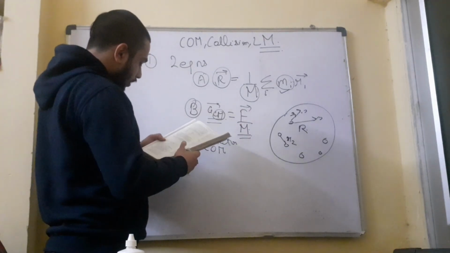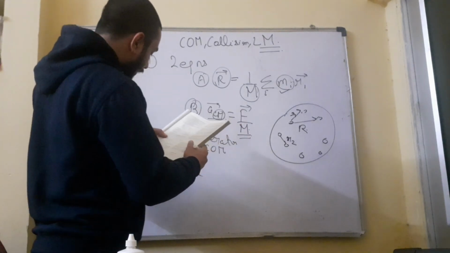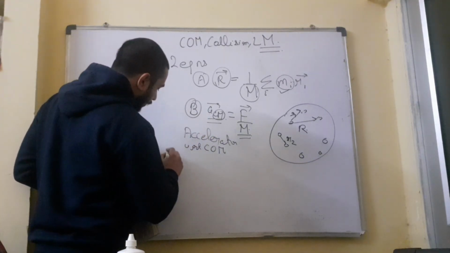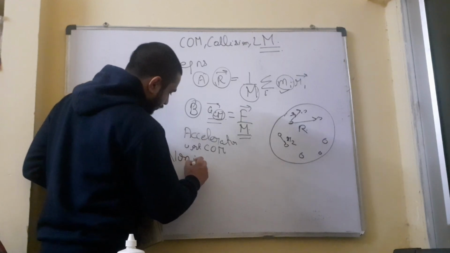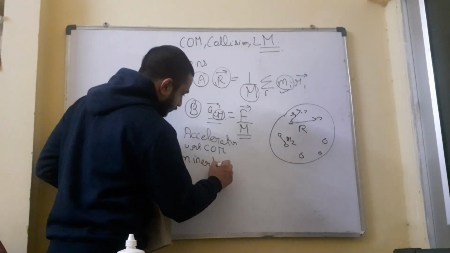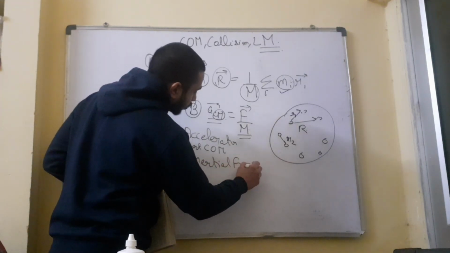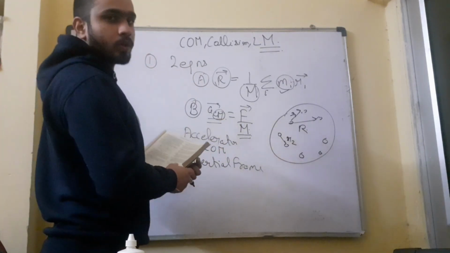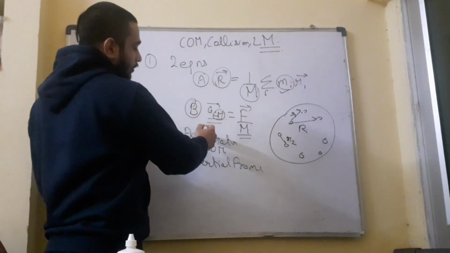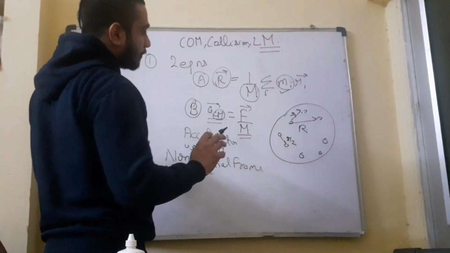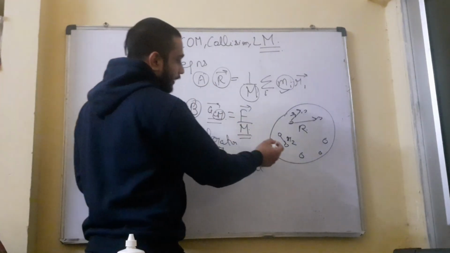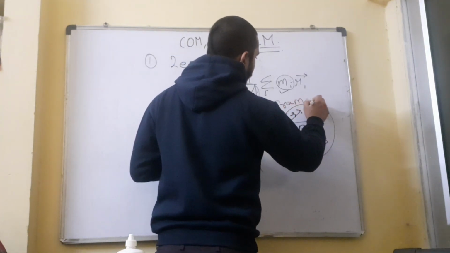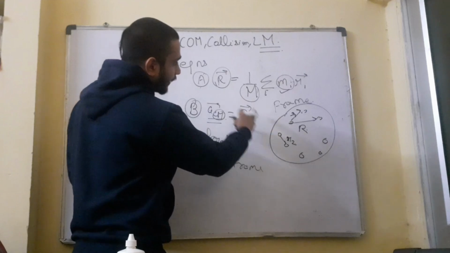We have to tell, in a non-inertial frame, which of the following will be correct. This one will be correct or this one will be correct, if the frame is non-inertial. Suppose that this is the frame, and we can represent it like this.